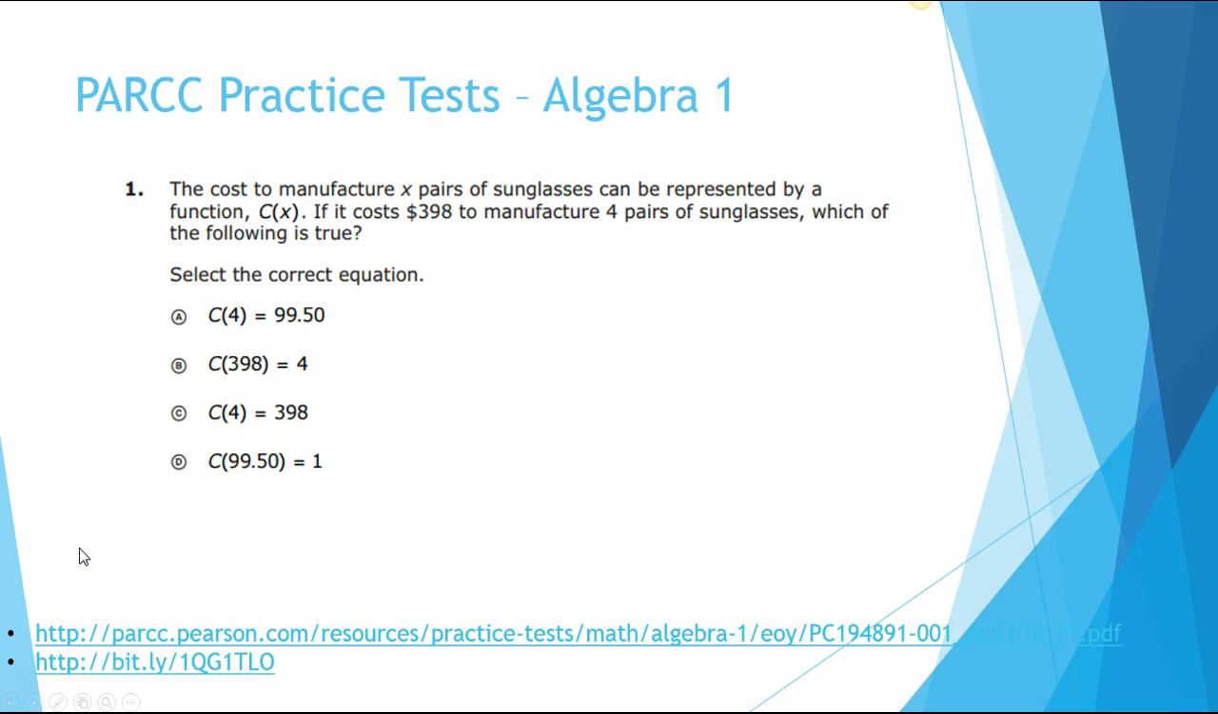The first example I wanted to talk about was from the PARCC practice test for Algebra 1. This one talks about the cost to manufacture x pairs of sunglasses, which can be represented by a function C of x. If it costs $398 to manufacture 4 pairs of sunglasses, which of the following is true? Select the correct equation. This one is a basic understanding of function notation and what a function is.